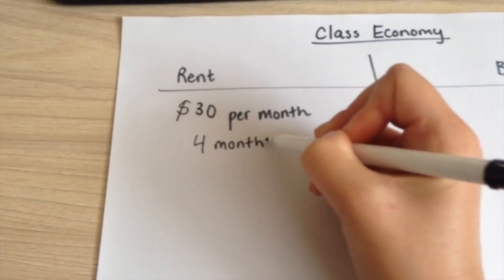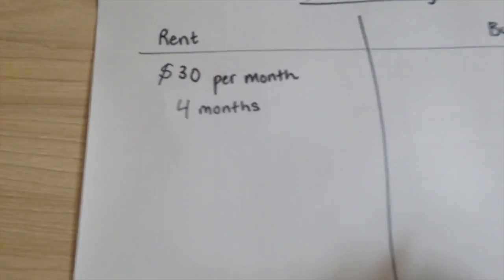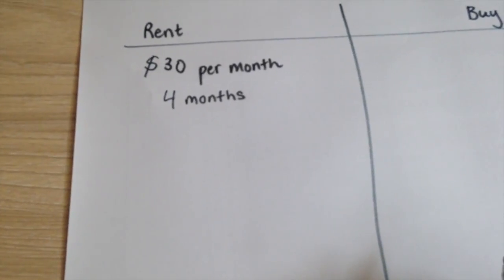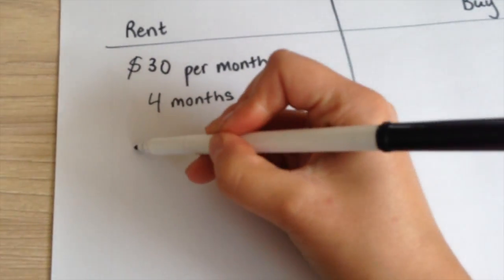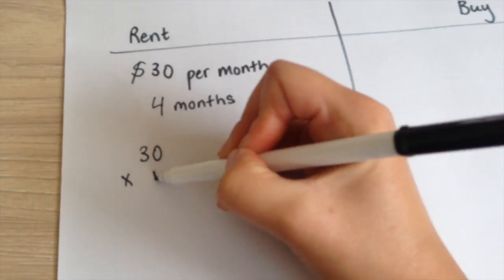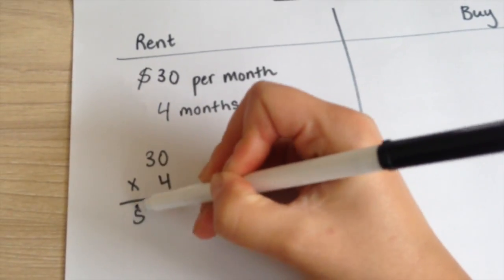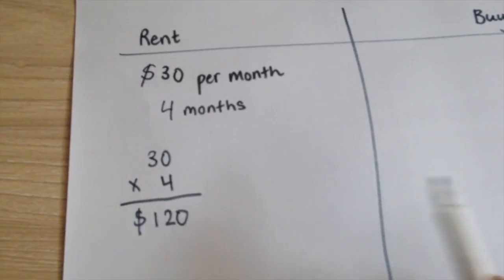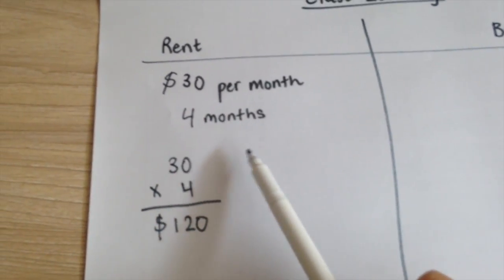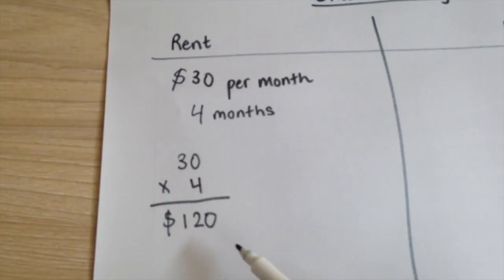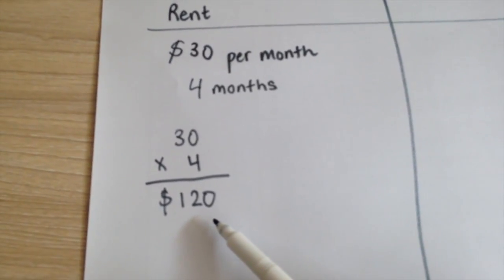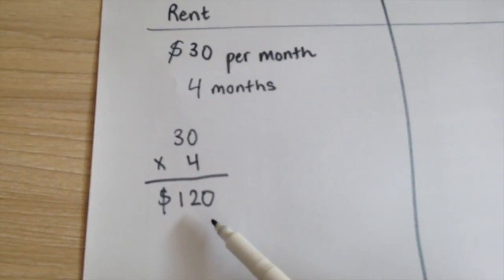In order to figure out how much you will need to pay altogether at the end of the classroom economy, you need to use the operation of multiplication. So when we multiply 30 times 4, we get $120. So in this example, $30 per month at 4 months would mean that at the end of my entire classroom economy, I will be paying $120 total to rent my desk.